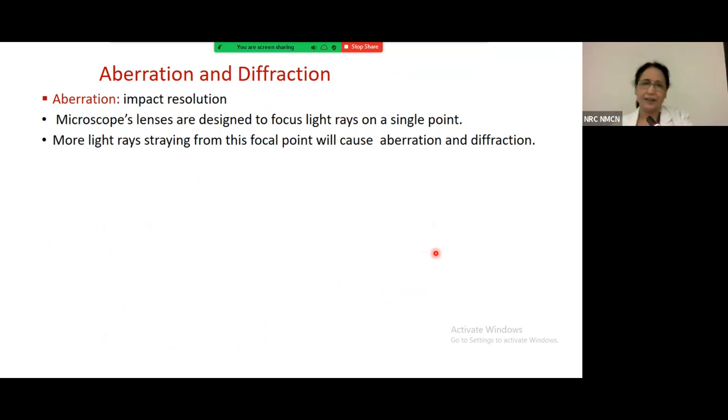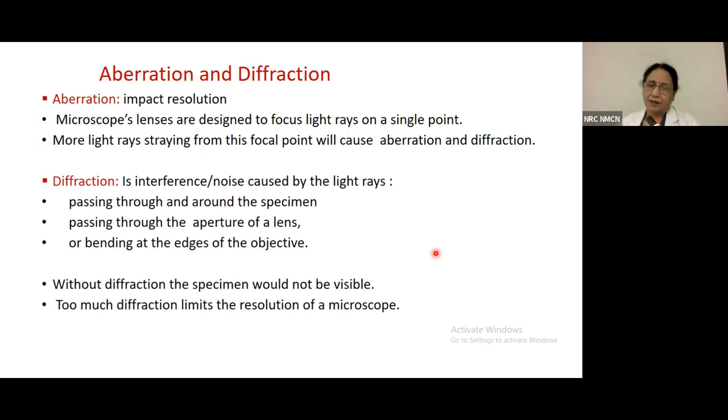Now coming to aberration and diffraction. Aberration impacts resolution. Microscopes are designed to focus light rays on a single point. If more light is straying from this focal point of the lens, it will cause aberration and diffraction. Diffraction is interference or noise caused by light rays when they pass through and around the specimen, pass through the aperture of the lens, or bend at the edges of the objective. But it is important to know that without diffraction, the specimen would not be visible. If there is too much diffraction, it will limit the resolution of the microscope.